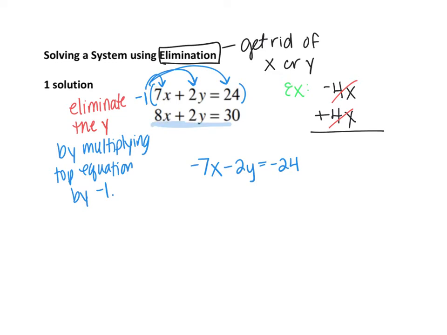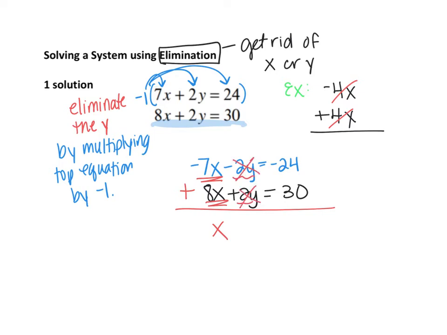Now, we didn't do anything to this bottom one, so we're going to keep that as is. 8x plus 2y equals 30. Once we're set up, now we're going to add down. So I have negative 7x plus 8x leaves me with 1x. Negative 2y plus 2y gives us 0, which was our goal. And then we have negative 24 plus 30 is 6. So our x value is 6.